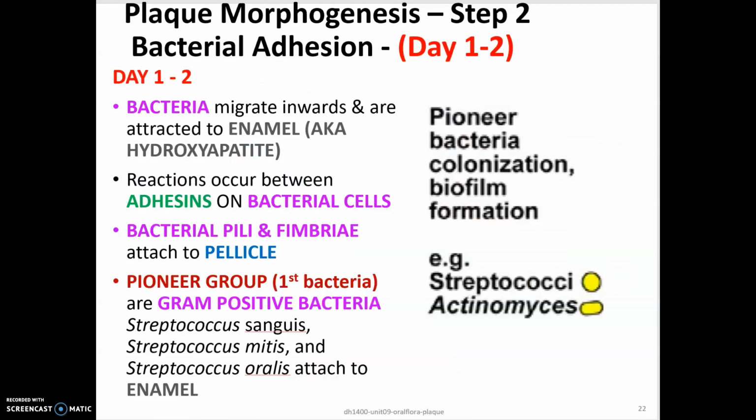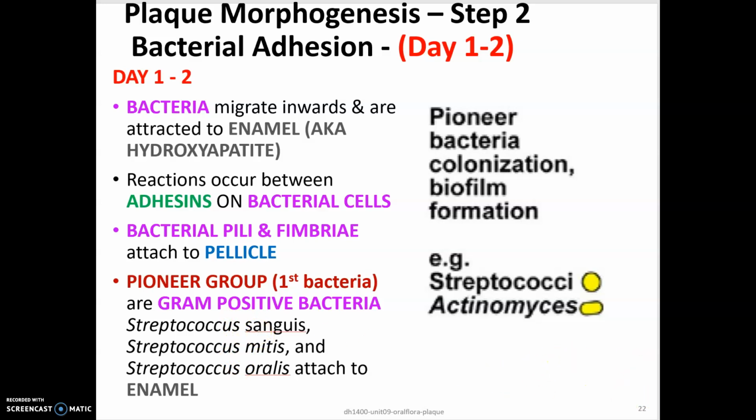compound. So in day one, we've got the formation of the pellicle. In day 1 and 2, now bacteria are going to stick to that pellicle, and they're going to migrate through the pellicle towards the enamel of the tooth. So another word for enamel is hydroxyapatite, but I'll use enamel. There are going to be adhesions on these different bacterial cells that we talked about earlier, and those adhesions are going to allow other bacteria to stick to them. So the bacteria pili and fimbriae, these will attach to the pellicle, and these bacteria will move closer into the enamel. And we get a bunch of gram-positive bacteria at this point, and we call them colonizer or early or pioneer bacteria. And these are generally of the Streptococcus genera.